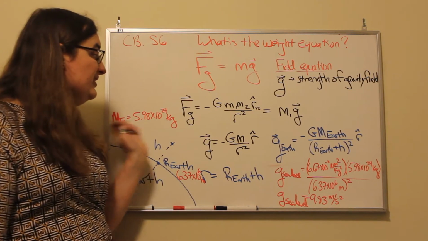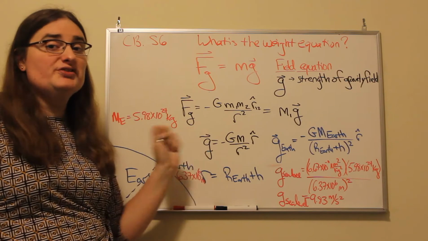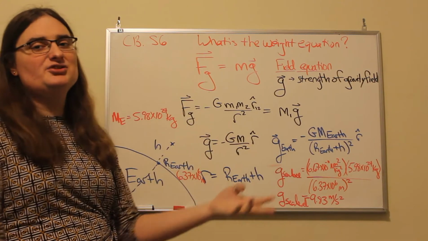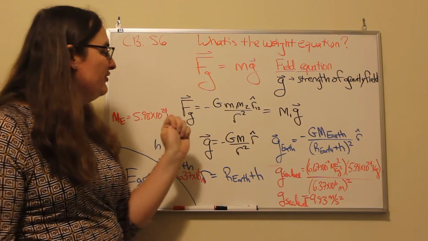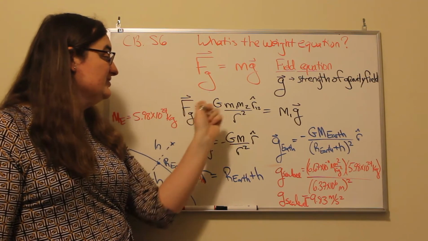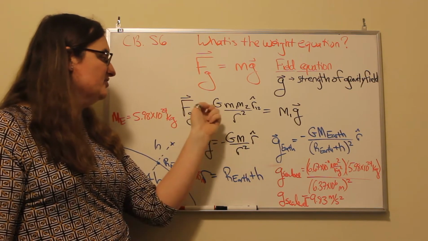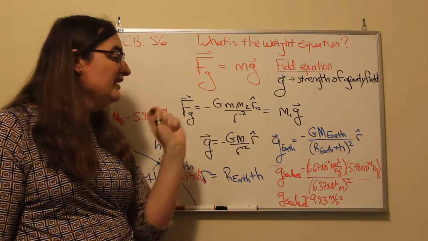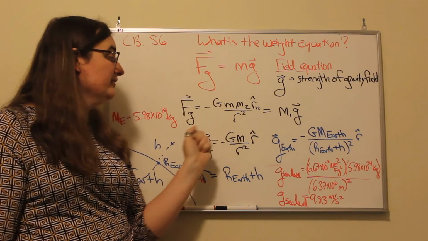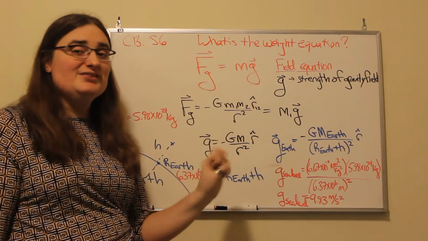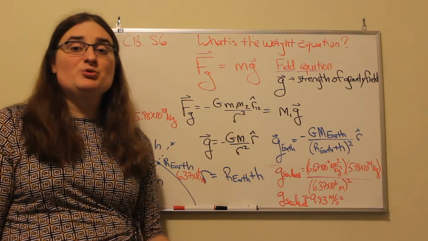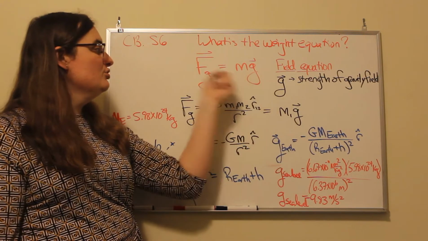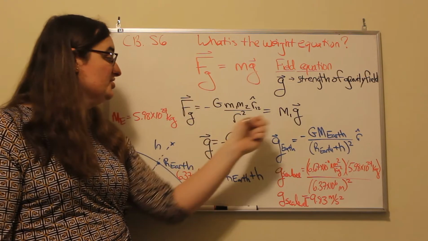So what we would see by setting the true force of gravity, and I say true, the better force of gravity, Newton's theory of gravity, minus the universal gravity constant of 6.67 times 10 to the negative 11 Newton meters squared per kilogram squared, times the mass of one object times the mass of the other object, divided by the distance between them squared, equal to our weight field equation.